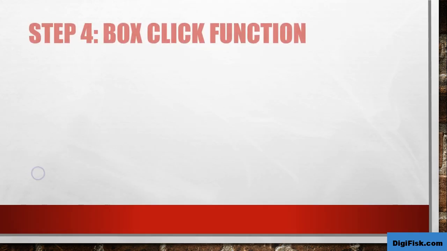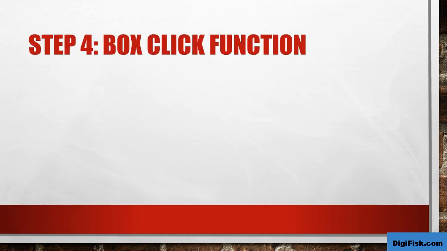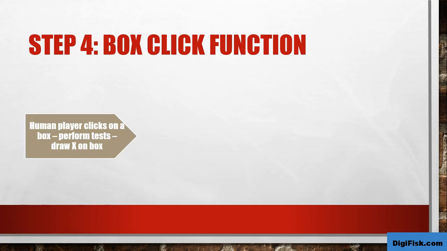Welcome to this lesson. So we've been looking at the step-by-step algorithm of our tic-tac-toe AI game. We've come to the fourth step, that is the box click function. Every time the human player clicks a box, we need to perform a series of tests before letting our program draw an X on that box. The X is for the human player, right?